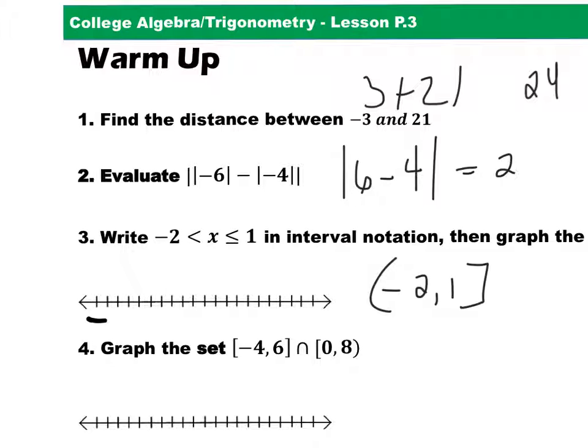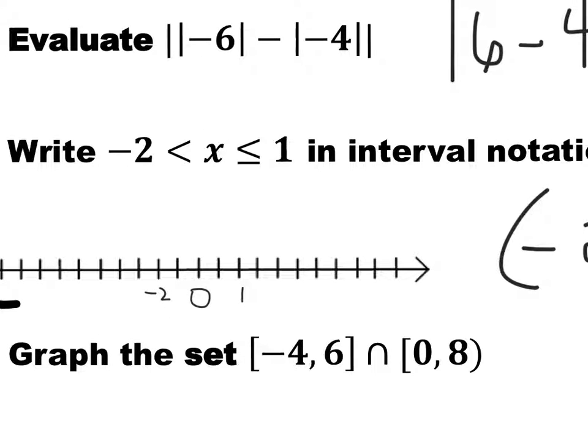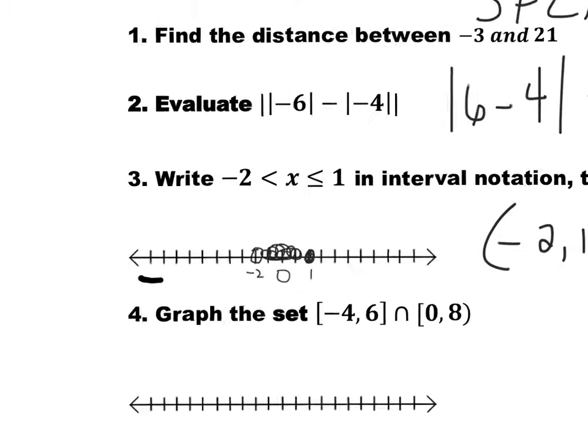And then if I was going to graph it, here's my 0. So I have -2 here, and I have 1 here, right? You guys told me, is it open or closed at -2? Open, and what's going on at 1? Closed, and then what do I do in the middle? Good, good job, guys.